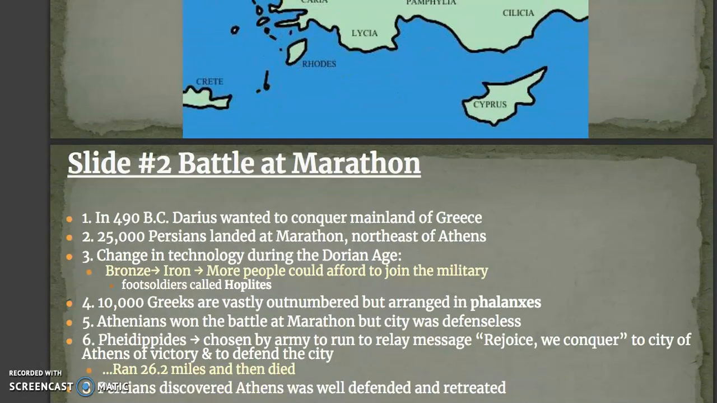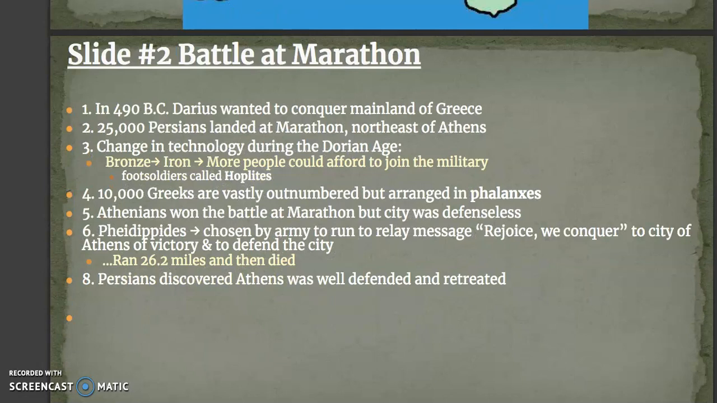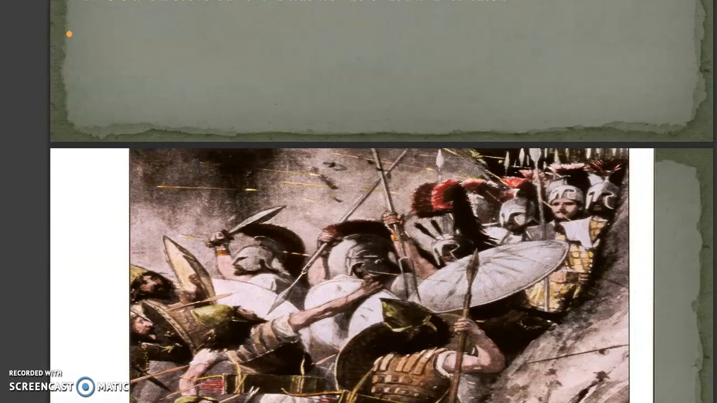We have this Battle of Marathon, which is where we get this individual Phidippides, who runs the 26 miles and then dies, which is where we get the name Marathon as they start to work towards these types of sporting events, which turn into the Olympics.